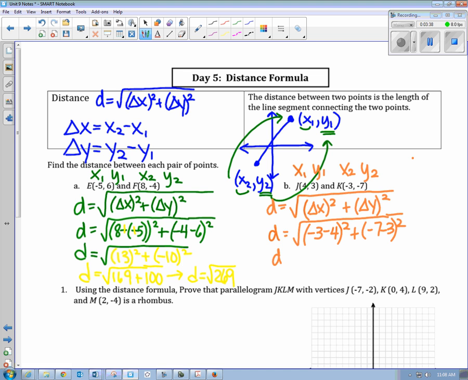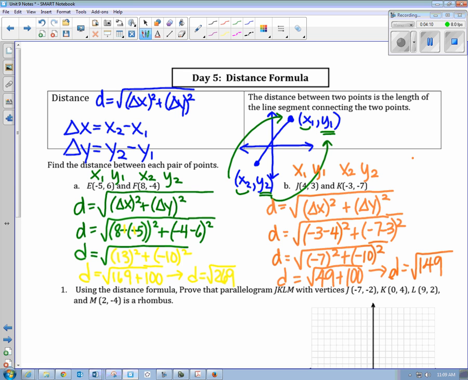So in this case, I get distance equals the square root of negative 7 squared plus negative 10 squared, which gives me the square root of 49 plus 100, which means that d is equal to the square root of 149. And again, that cannot be simplified, so there's nothing else that we're going to do with this particular question. If you could simplify the radical, you must go through and do that.